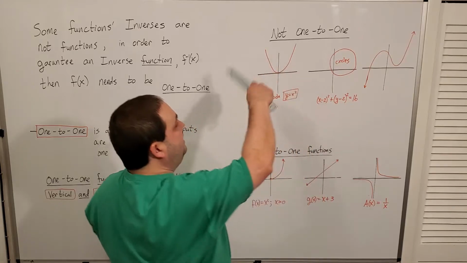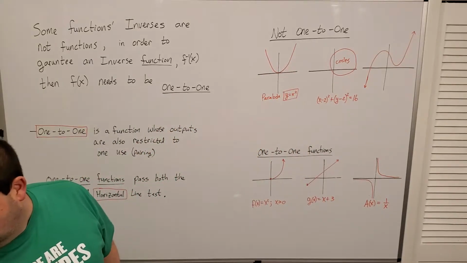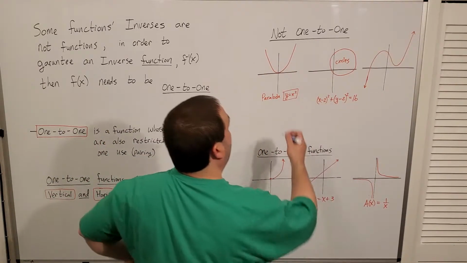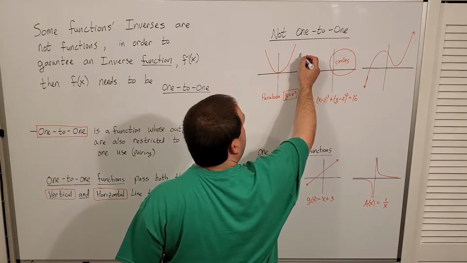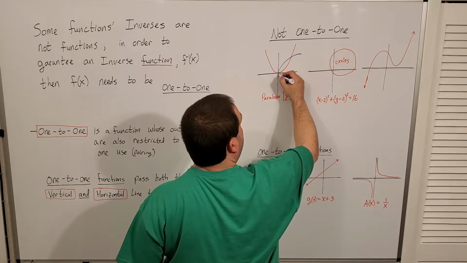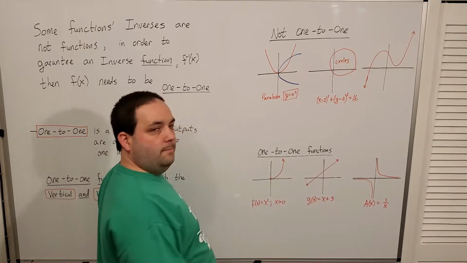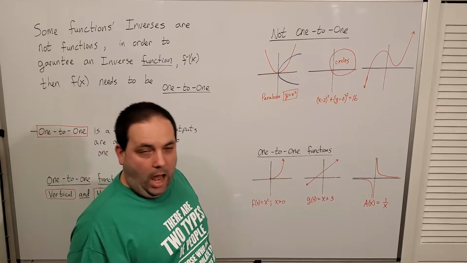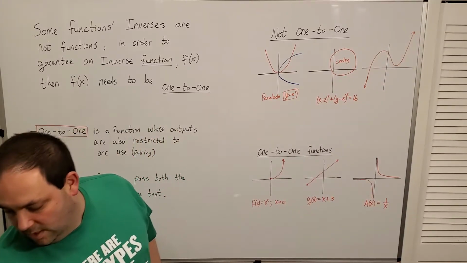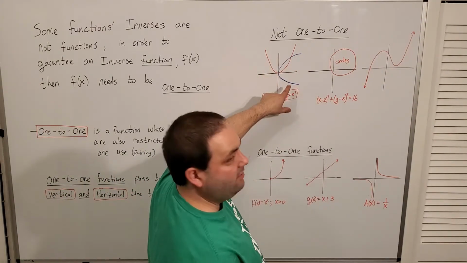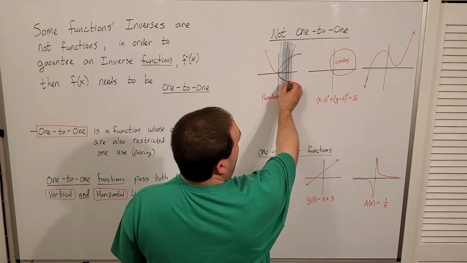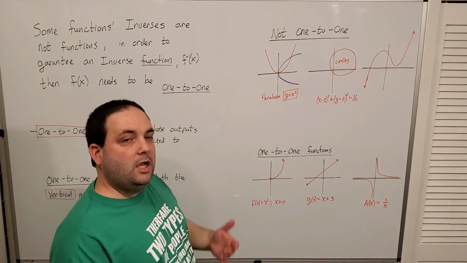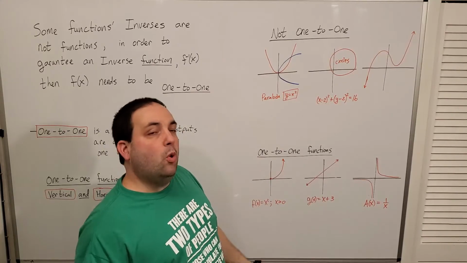So if I try to take the inverse of the parabola, remember we do the reflection on the line y equals x, its inverse would look like this. Right? Well, the blue guy is not a function. Notice the blue graph here of the inverse doesn't pass the vertical line test. That's because the original red graph was not one-to-one.